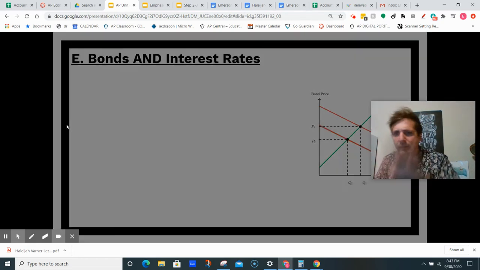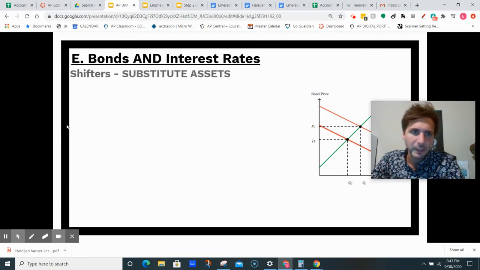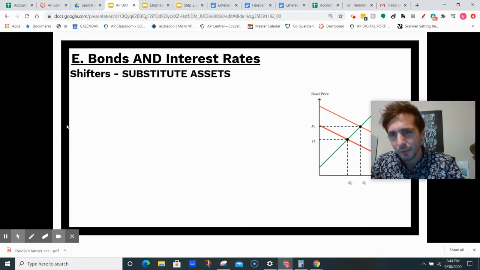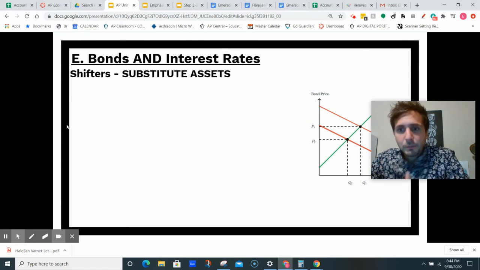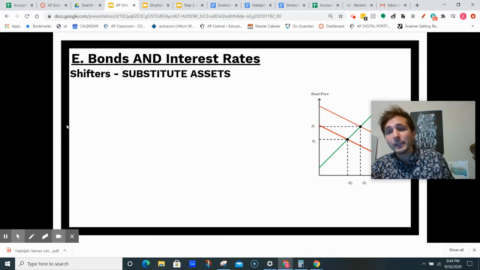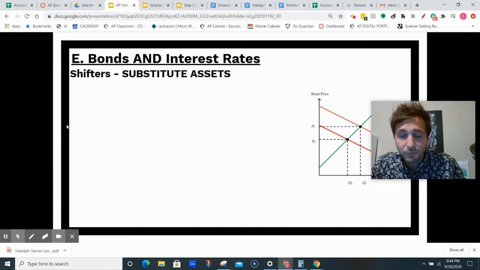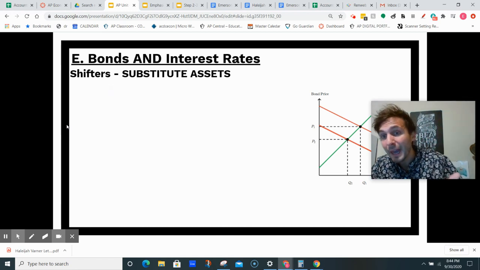All right, let me break it down for you a little bit more so it makes sense. Think of it as a substitute asset. Remember we talked about substitute goods, right? If the price of my substitute good goes down, then I'm more likely to purchase more of my primary good. So if hot dogs and hamburgers, if hot dogs are cheaper in price, I'm going to demand fewer hamburgers. If hot dogs go up in price, I'm going to demand more hamburgers. So the price of substitute goods matters.